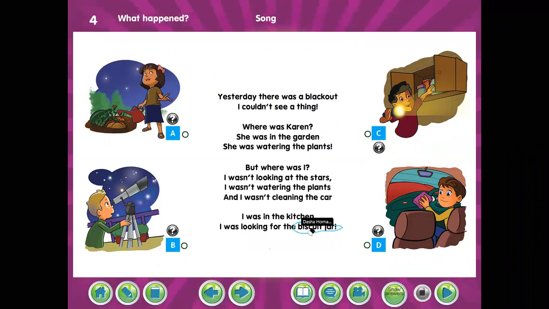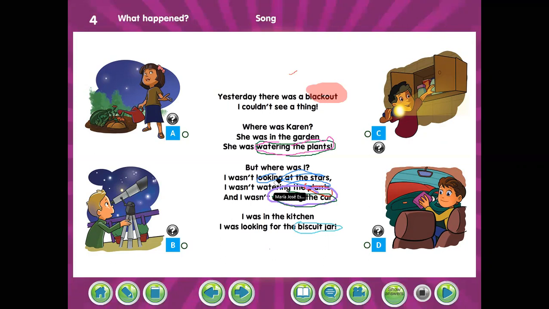Dasha, very good. Biscuit jar. Very good, no? It's in the vocabulary. Biscuit jar. Blackout. Very good. Blackout. Karen? No, Karen is not in the vocabulary. Okay? Watering the plants, very good. Very good, Diana, Maria, watering the plants, yes? Looking at the stars, very good, Andrea, looking. Oh, but looking is not in the vocabulary, yes?